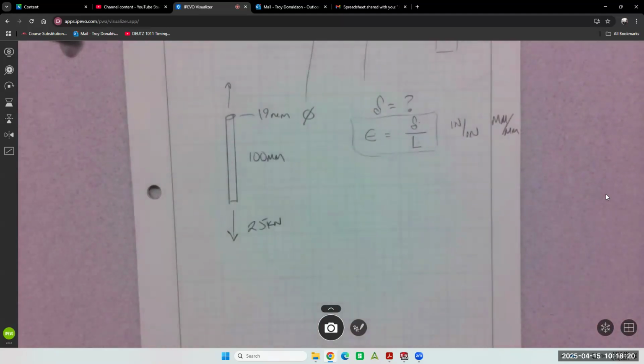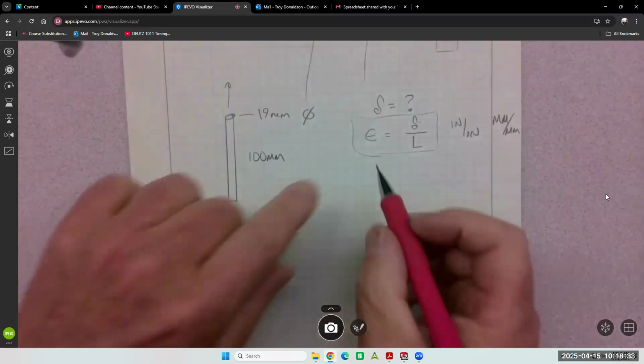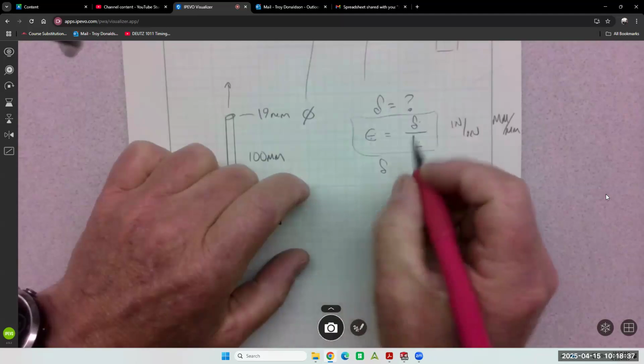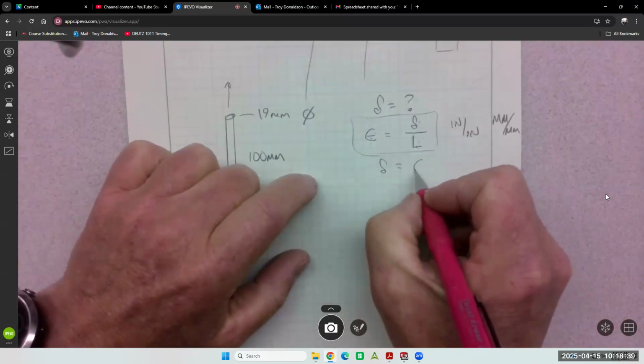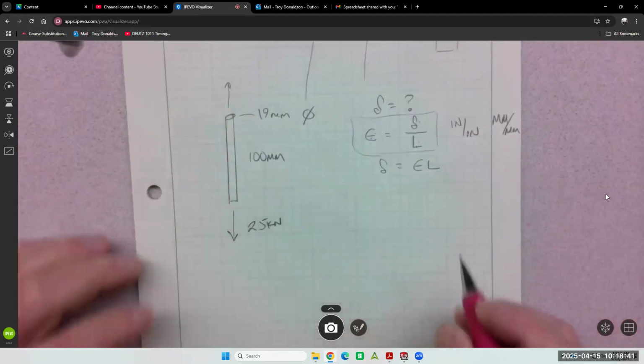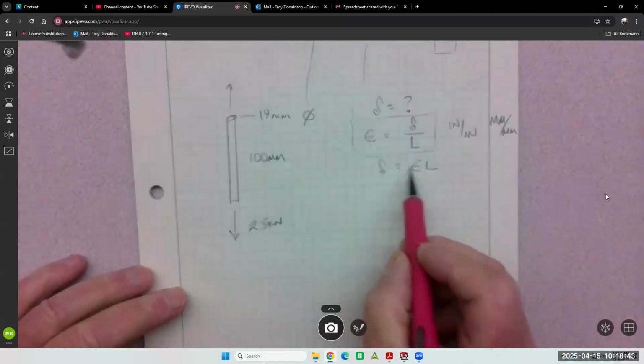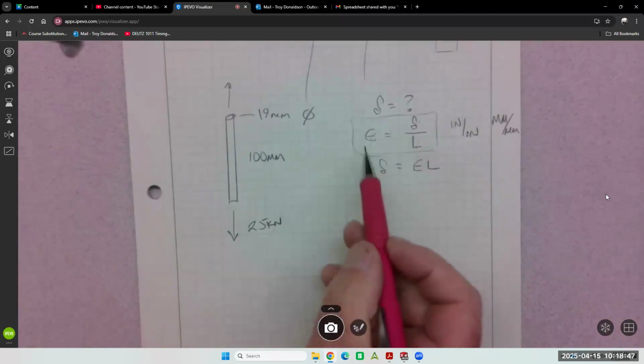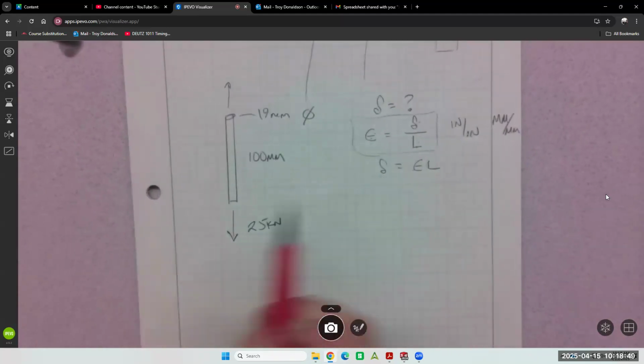If we don't have the deformation, and here we have load and area but we don't have deformation, we want to know what the deformation is. If we can get these two, then we could calculate the strain, and then the change in length, because we could take the strain times L, just rearranging that formula to give me deformation.